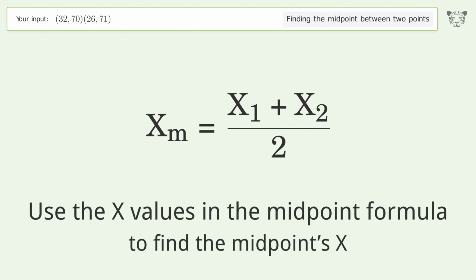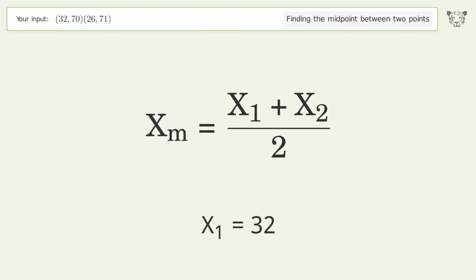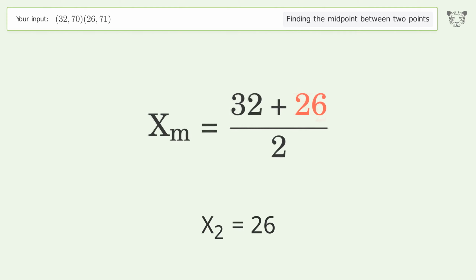Use the x values in the midpoint formula to find the midpoint's x. x1 equals 32. x2 equals 26. Simplify the arithmetic.